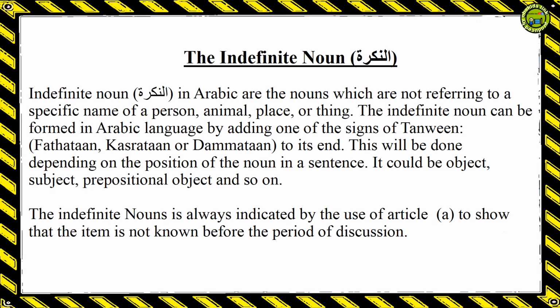The indefinite noun can be formed in Arabic language by adding one of the signs of tanween, fathatan, kasratan, or dammatan to its end. This will be done depending on the position of the noun in a sentence. It could be object, subject, prepositional object, and so on. The indefinite nouns are always indicated by the use of article A to show that the item is not known before the period of discussion.